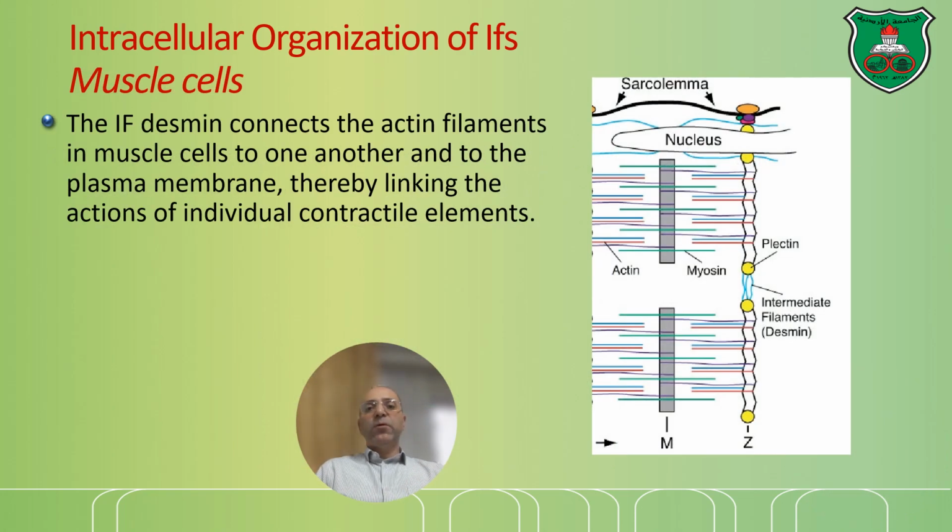Now, in muscle cells, I just want to mention this intermediate filament known as desmin. We said that desmin, which is a type 3 intermediate filament, exists in muscle cells. And what it does is that it connects the actin filaments to each other. So they play a major role in organizing the actin filaments inside muscle cells, and as a result, they sort of control or regulate muscle contraction. So they do play an important role in muscle cells.